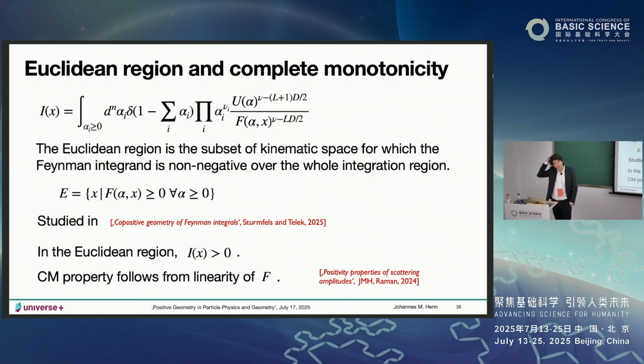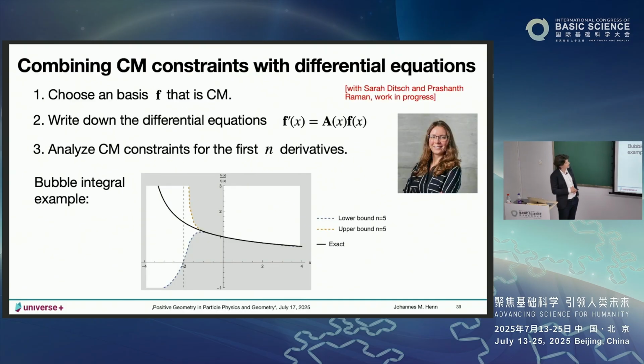Now, what could this be good for? Let me just end on some work in progress with a student, Sarah Ditch, and Prashant, the postdoc I mentioned earlier. In this project, we had the idea of combining this monotonicity property with differential equations. Differential equations are the state-of-the-art tool for computing Feynman integrals. But sometimes it's a bit tricky to solve them analytically or to obtain good boundary values.